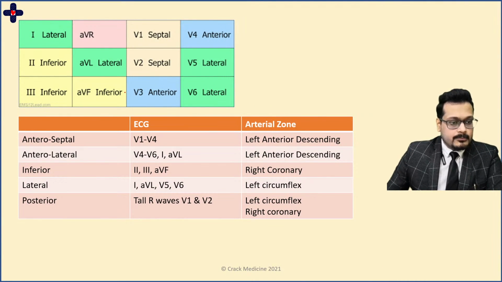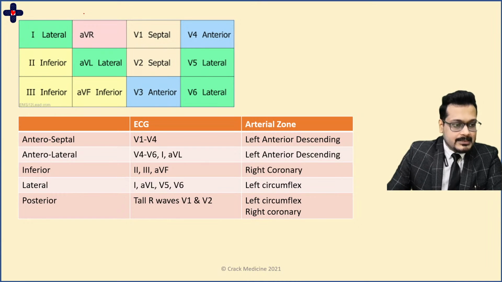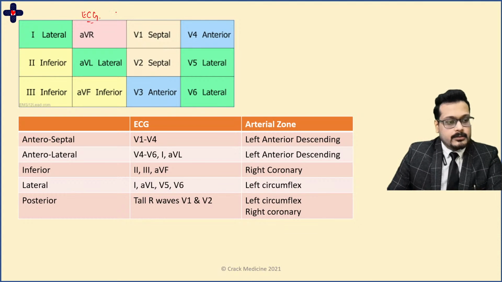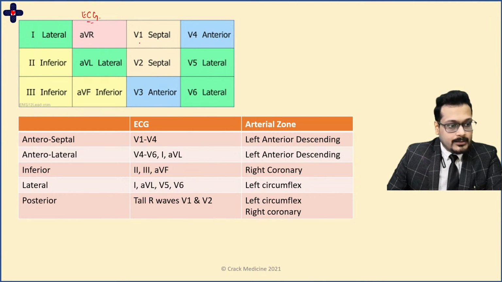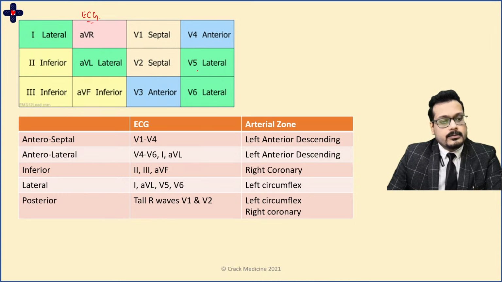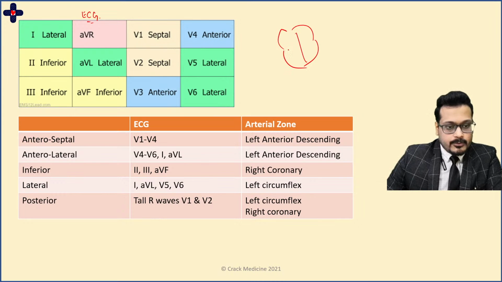If you look over here, I have put up a small chart for those of you who have a little bit of difficulty understanding which lead points towards which region. This is how your basic ECG looks. If you have a 12 lead ECG, it will be distributed in this pattern. So your lead 1, lead AVL, and V5 and V6. Let me draw it quickly in a rough diagram for you to understand.